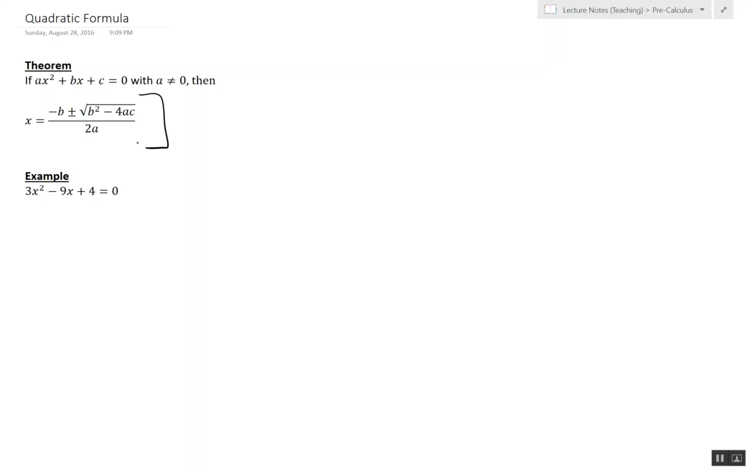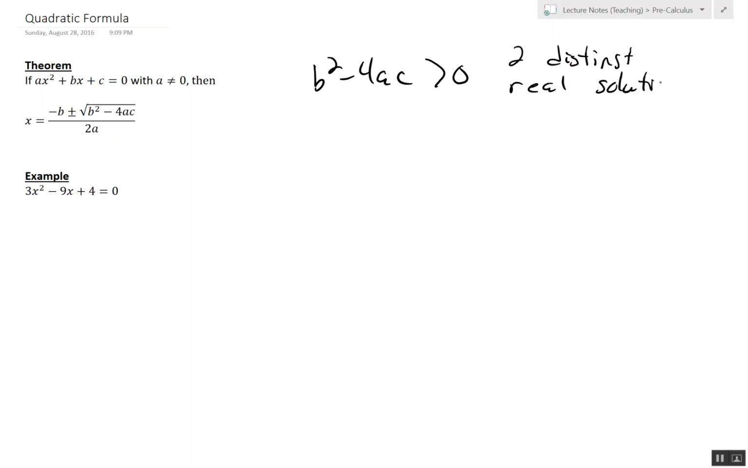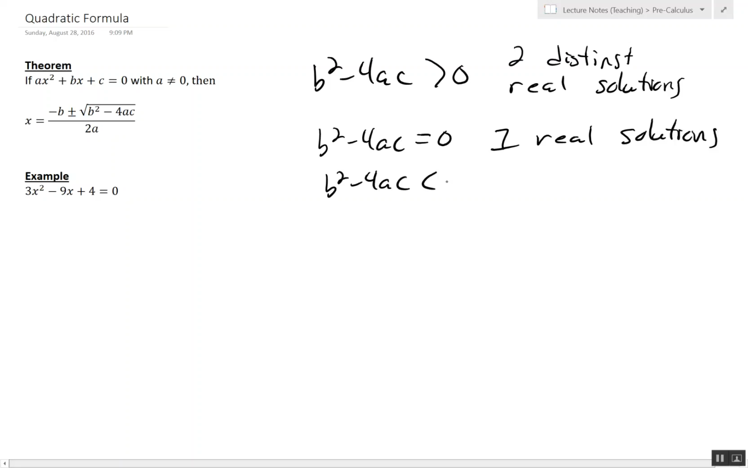And you can get either, depending on b squared minus 4ac, if it's greater than 0, you get two distinct real solutions. If b squared minus 4ac equals 0, you get one real solution of multiplicity 2. And if b squared minus 4ac is less than 0, then you get two complex solutions.